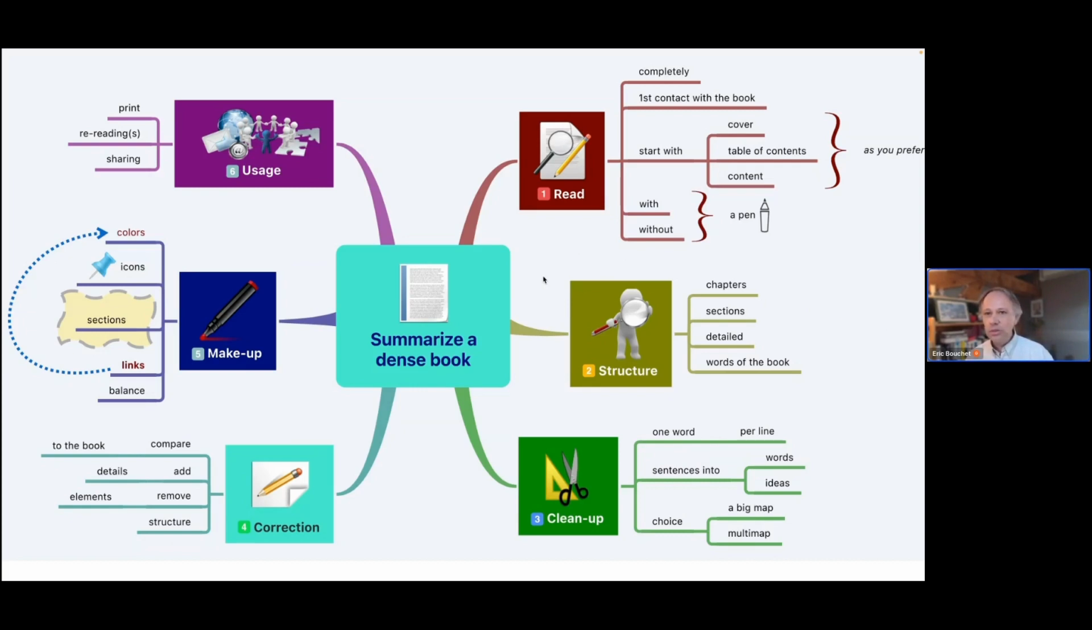For instance, going into the chapters, the sections of the book, one good example is Time Power from Brian Tracy, which is probably one of the first books that I translated into a mind map. What I did is go through each of the chapters of the book, and in there you can see there are several topics. So I put that into the structure of the book.